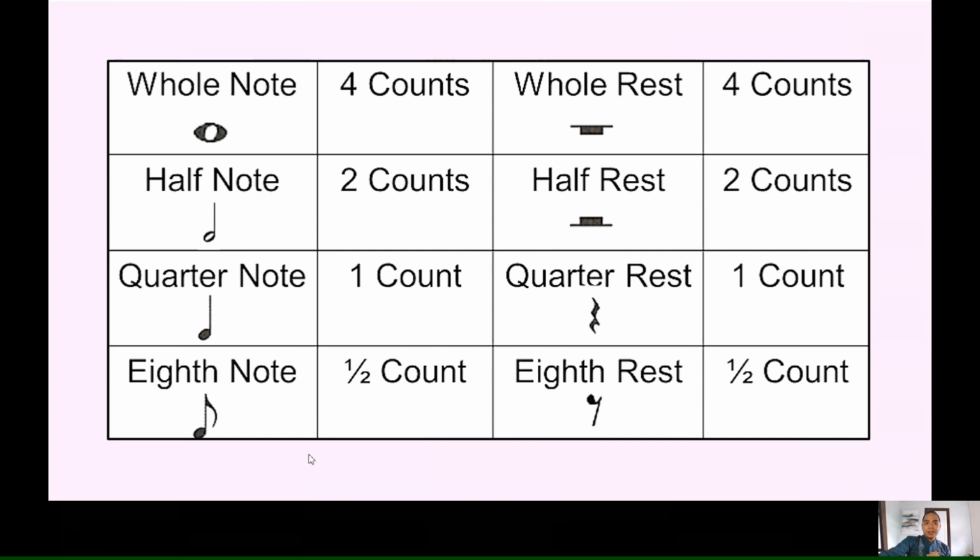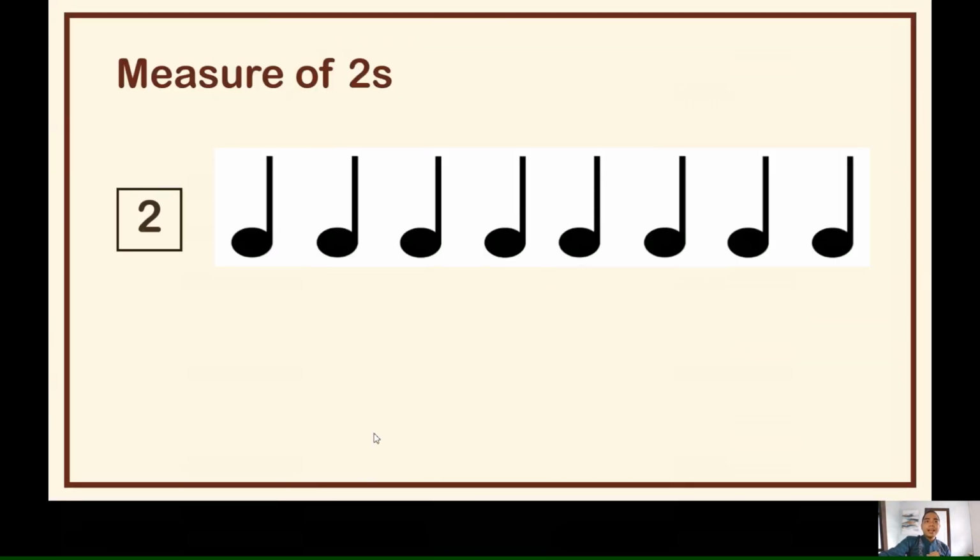Okay, so let's start organizing rhythmic patterns in measures of twos. Here, you want to organize the rhythmic pattern in which there are 2 beats for each measure. You need to count the number of beats for each note and put a bar line after every 2 beats. So you will know later what a bar line is.